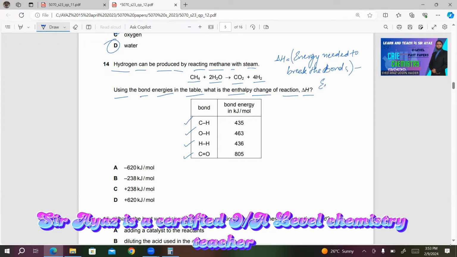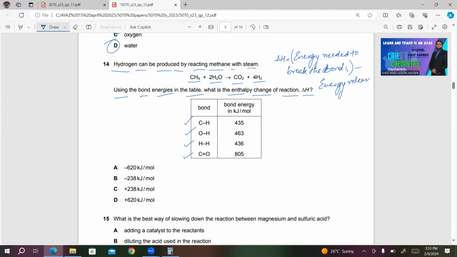Minus energy released when bonds are made. So that will be on the product side. You should know the displayed formula for each of these. This will help you in working out the calculations. So CH4, this is CH4 plus 2H2O, two molecules of H2O. So HOH.